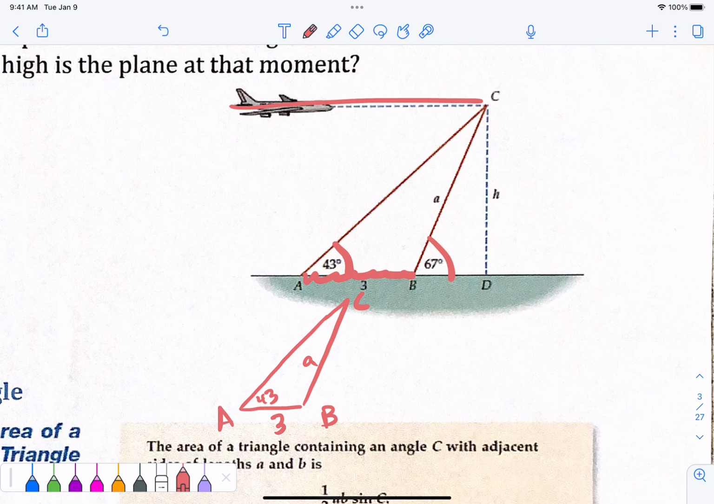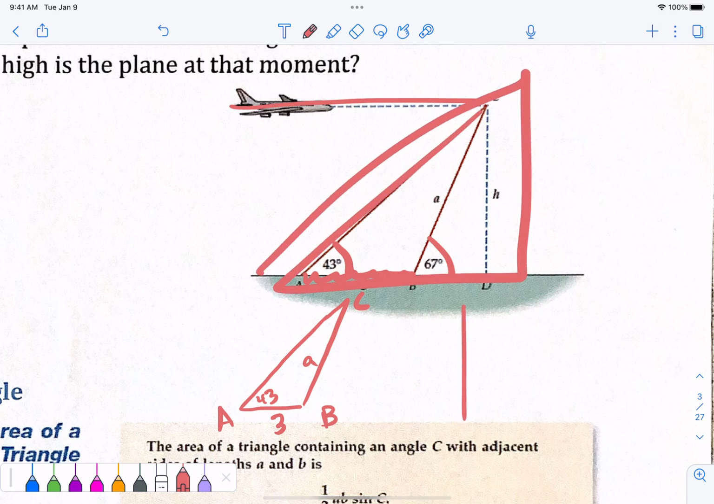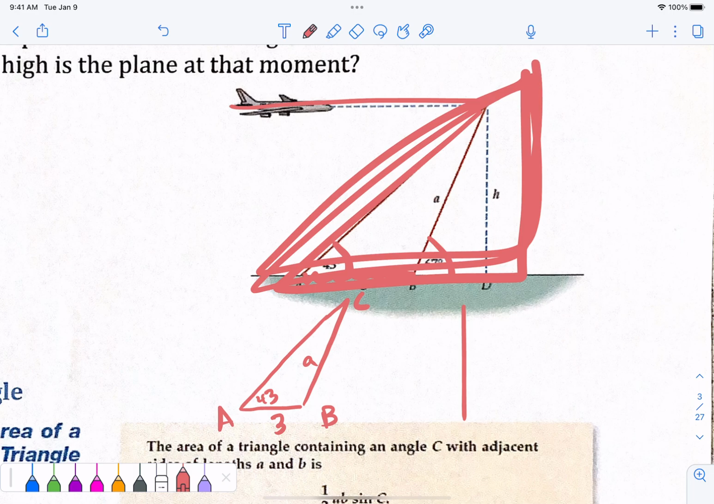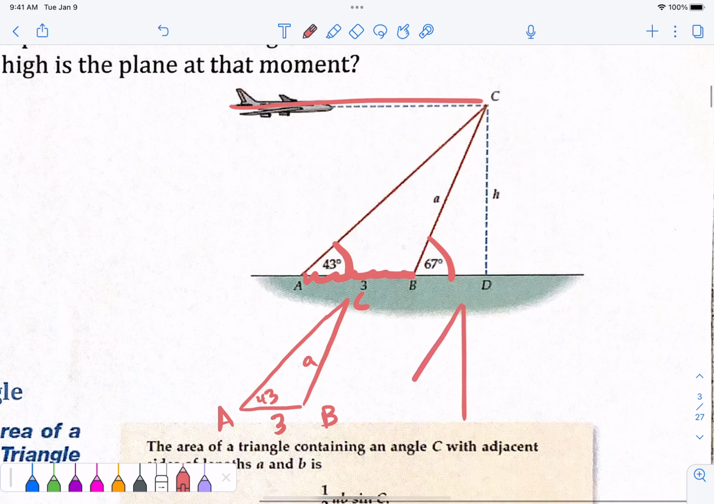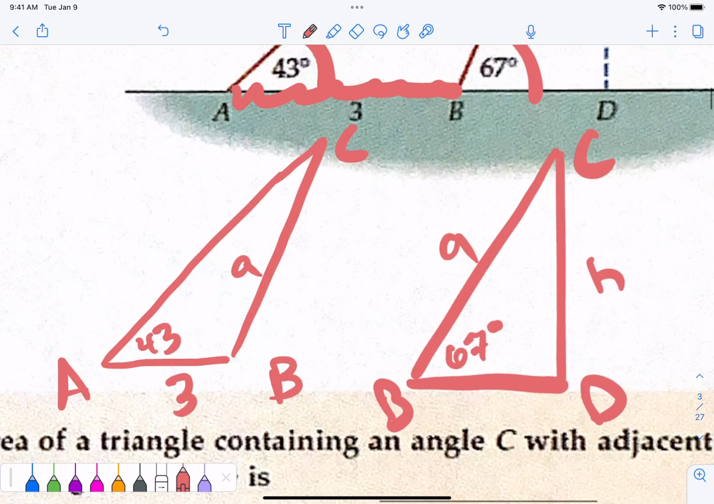I'm just going to look at the little inside triangles. I'm not going to look at the overall big triangle. We're going to do that one, and then we're going to do the other sliver of it. So D and B and C. We have H and we have A, and we don't know this third side, but we know that angle is 67 degrees. Those are the 2 that we're divvying up.